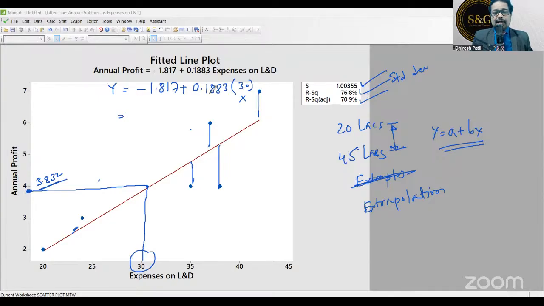Now understand this. In this equation, there are multiple models which come into the picture. What are multiple models? Just to explain this concept.